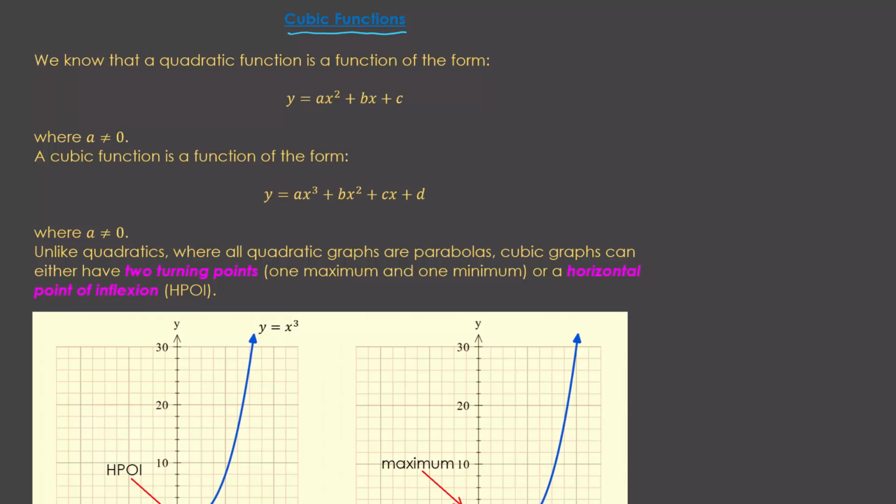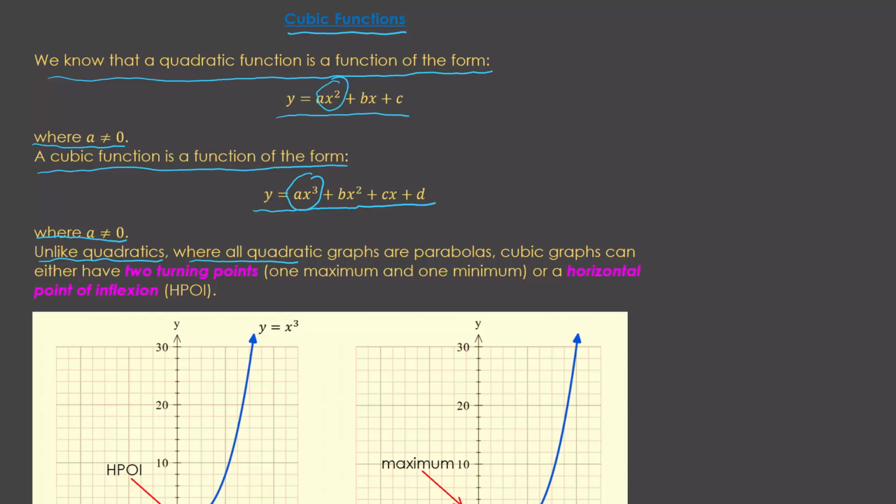Cubic functions. We know that a quadratic function is a function of the form y equals ax squared plus bx plus c, where a is not 0. A has to not be 0 so that we get an x squared term, otherwise it's not a quadratic. A cubic function is a function of the form y equals ax cubed plus bx squared plus cx plus d, where once again a can't be 0 because to be a cubic it needs to have the cubed term.